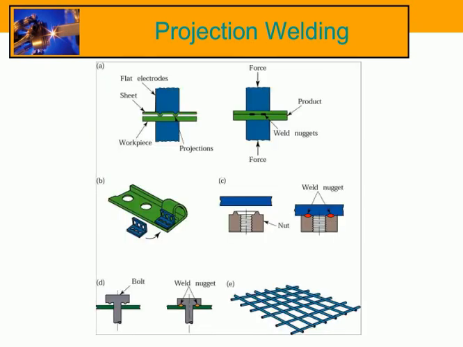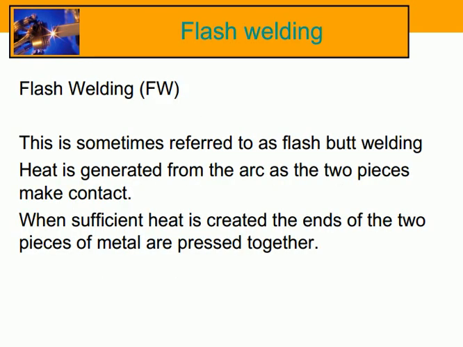Flash welding, FW. This is sometimes referred to as flash welding. Heat is generated from the arc as the two pieces make contact. When sufficient heat is created, the ends of the two pieces of metal are pressed together.